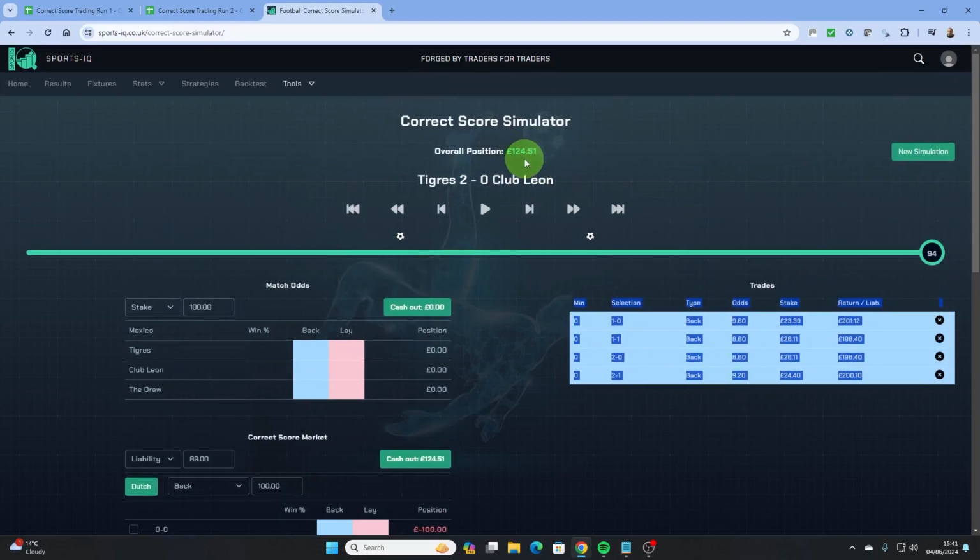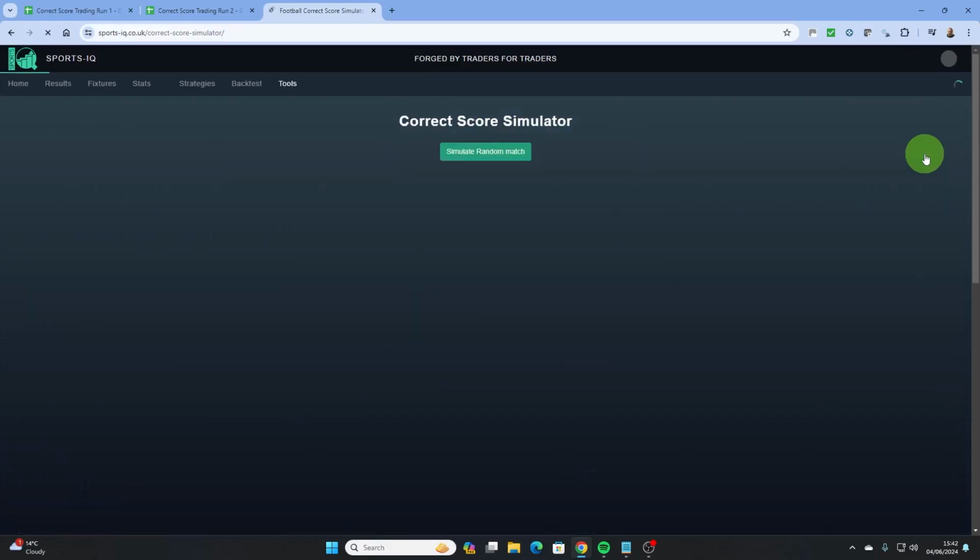And we make £124.51. So our profit is smaller than it would have been on just touching the 2 games, but we've now got twice the number of selections in there. So we should be making more consistent profits with this new strategy.